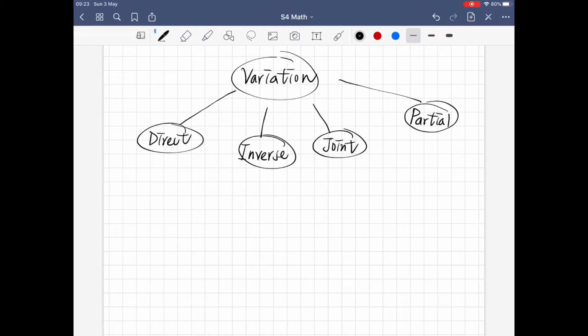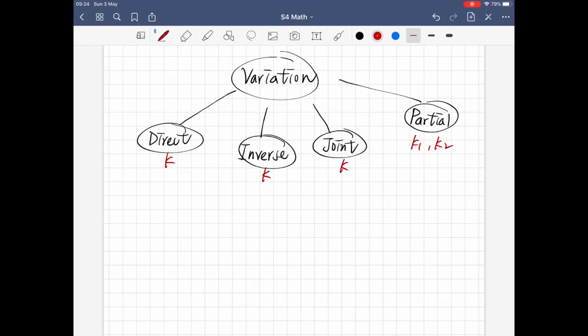Then, do you still remember what are the steps in doing questions about variation? There are 2 steps. The first step is we have to set up the equation using the variation constant. For direct, inverse, and joint variation, there is only one variation constant, that is k. As for partial variation, there are 2 variation constants, and we will use k1 and k2 to represent them.